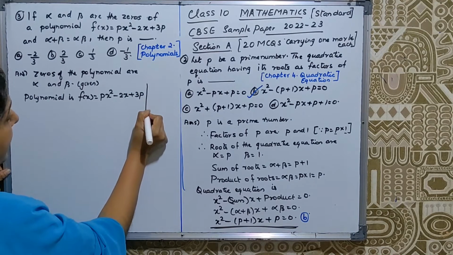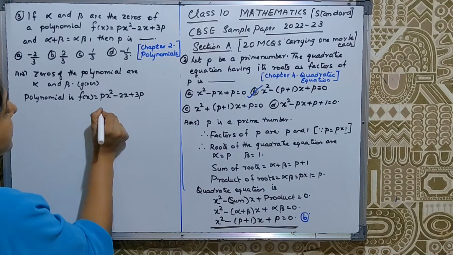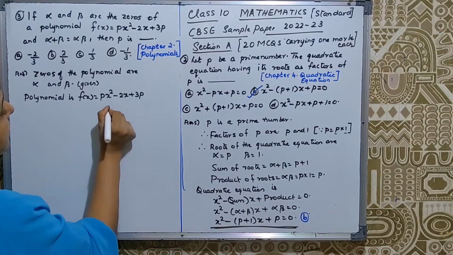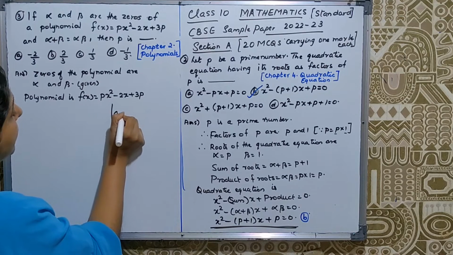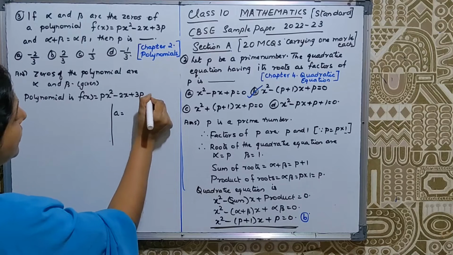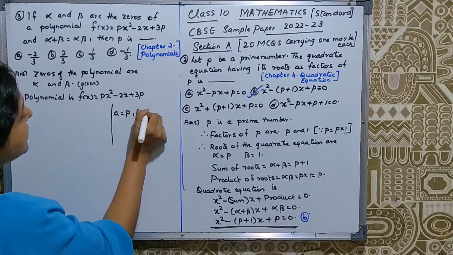We'll write what is a. A is actually the coefficient of x squared. That is, a is, here I'll write separately, a is the coefficient of x squared. Coefficient of x squared in the given equation was actually p.